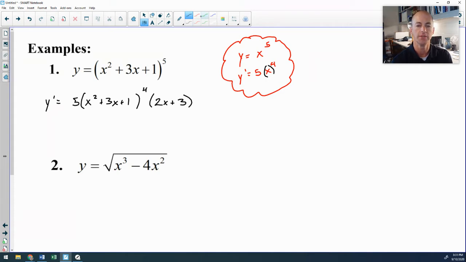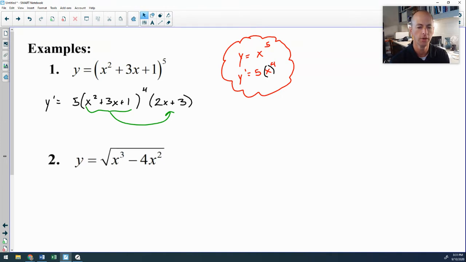And you always need to remember that you multiply by the derivative of the inside. You do not do both pieces at once. Don't bring the 5 down and the derivative of the inside together. You have to very slowly peel your way into your function, starting with the outside, and then we multiply by the derivative of the inside.